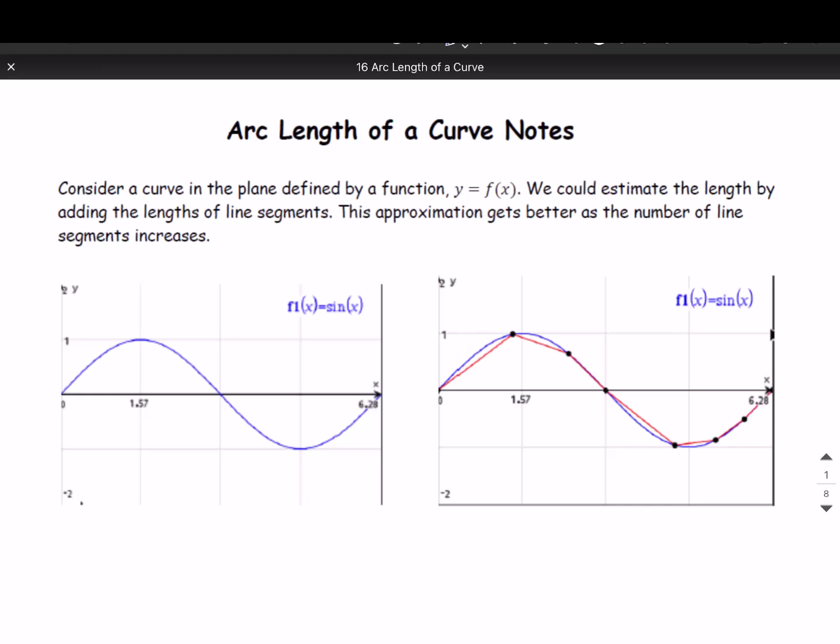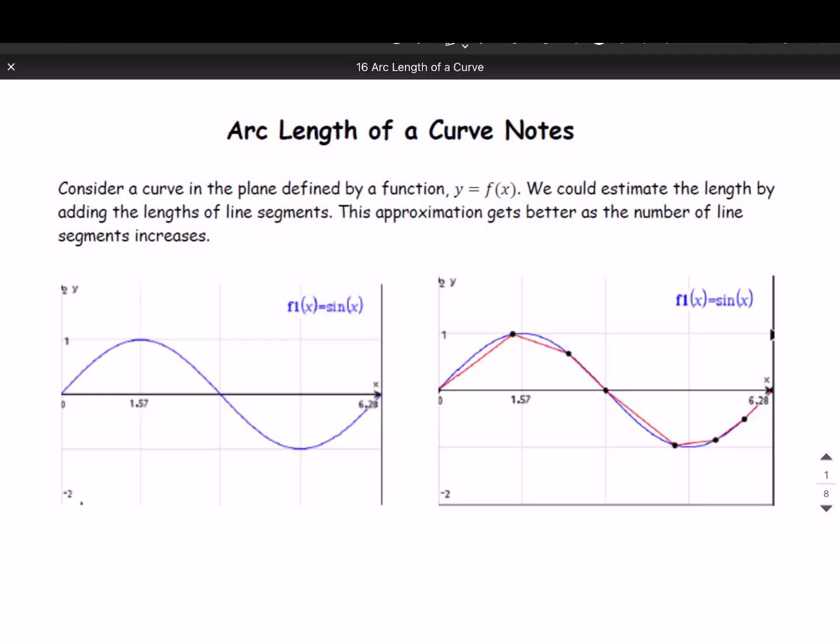Hi guys. Okay, so today we're going to look at the arc length of a curve. We're going to consider a curve in the plane defined by the function y equals f of x. Now, I've given you a picture here of f of x is sine x, just for an example.